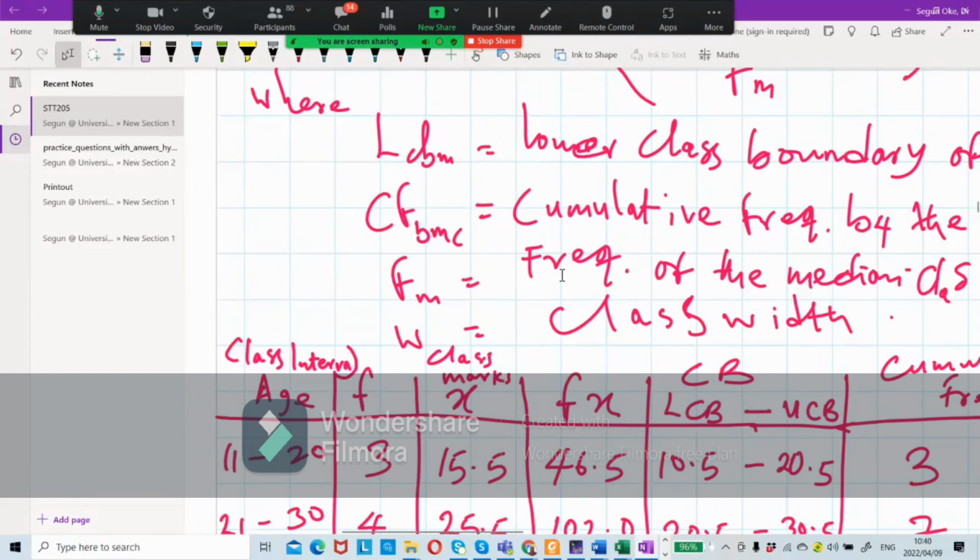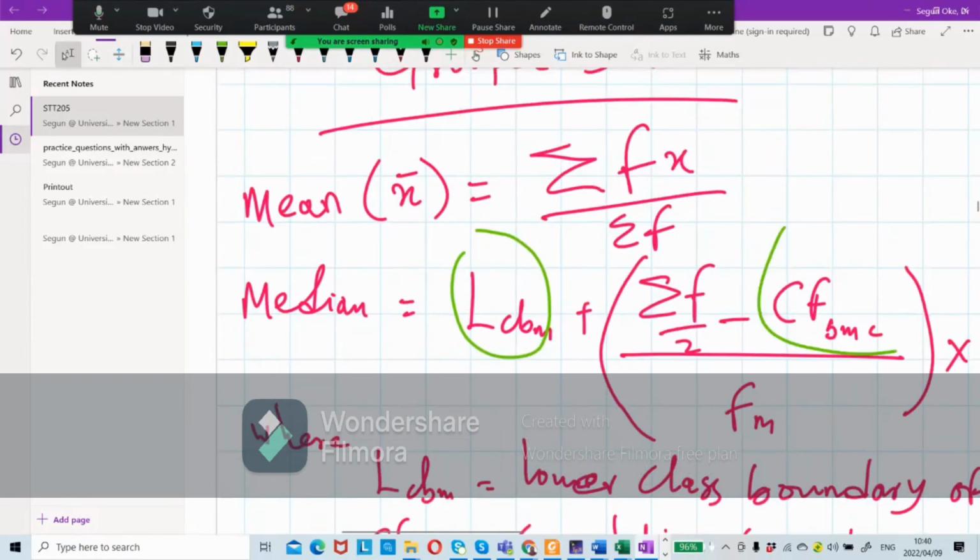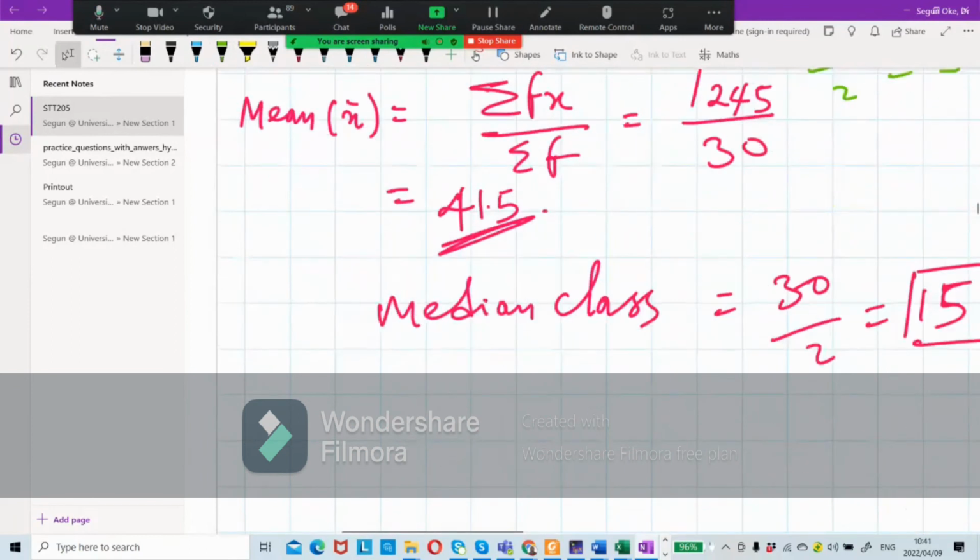Cumulative frequency before the median class. That is what we are doing here. B M C: cumulative frequency before the median class. And then the frequency of the median class. That is how we solve it. Now let's do it one after the other.